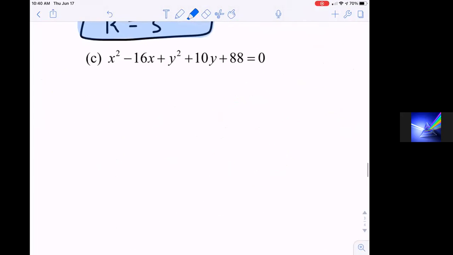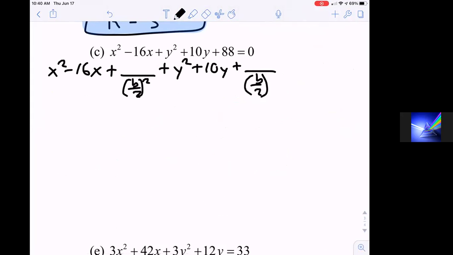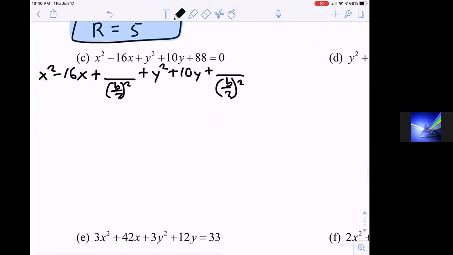Letter C. Let's spread this out. X squared minus 16x plus leave some space for b over 2 squared plus y squared plus 10y plus leave some space for b over 2 squared. Leave a little more space, and then plus 88 equals 0. Your first b term is -16. Take half of that, which is -8. Square it, we get 64. So add 64 and subtract 64 here.